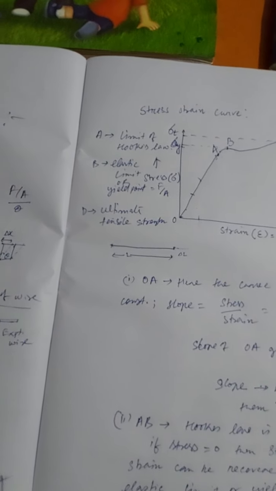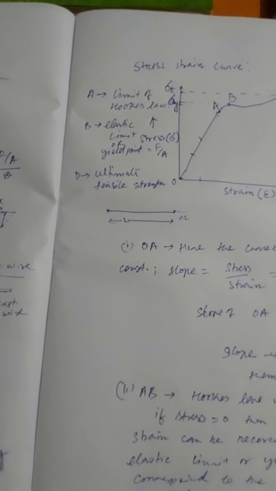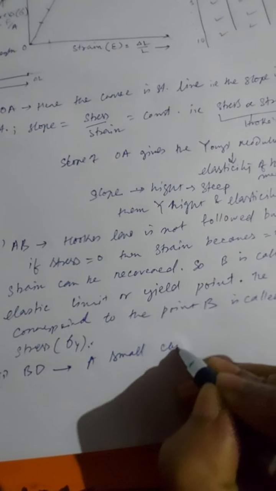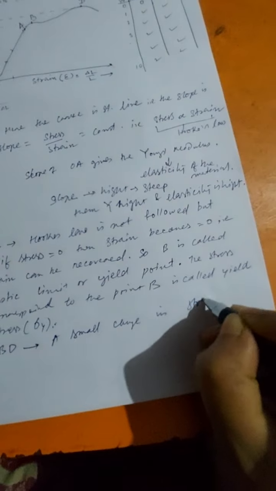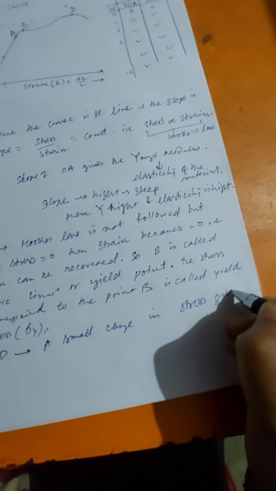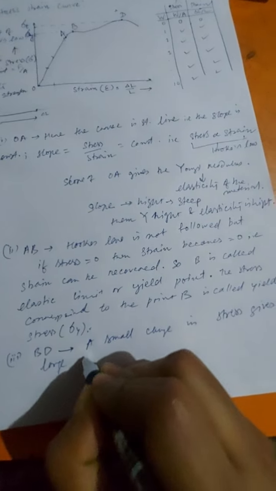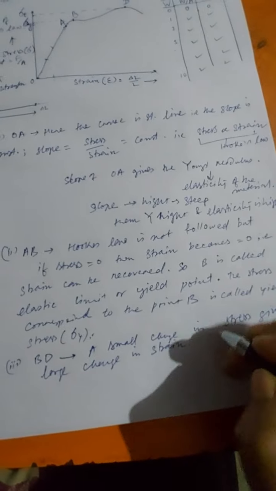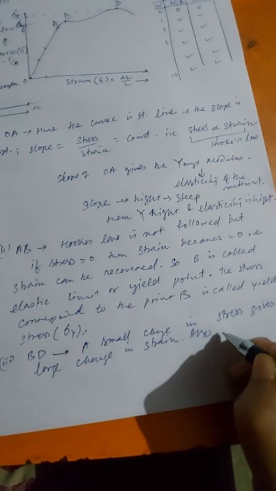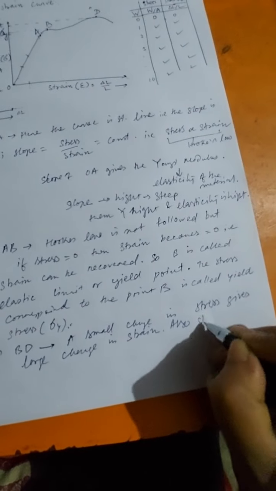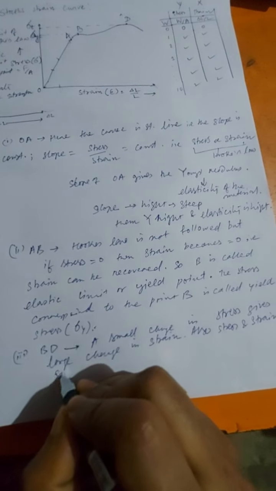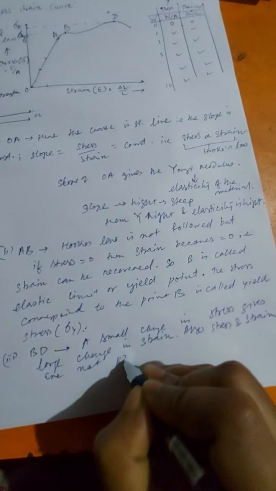So from B to D, a small change in stress gives a large change in strain. Also, stress and strain are not proportional.